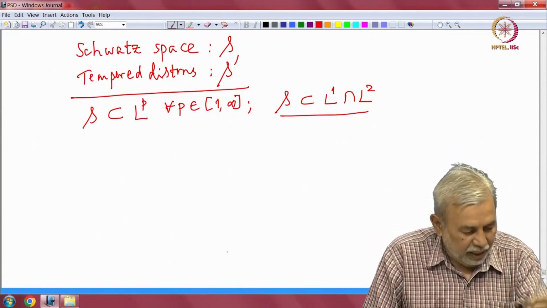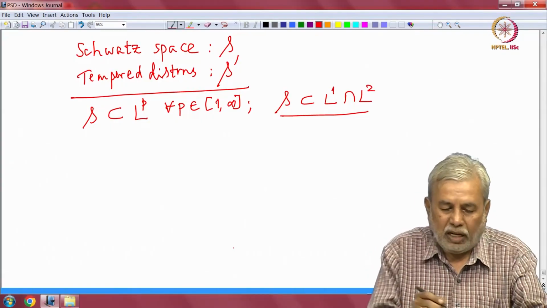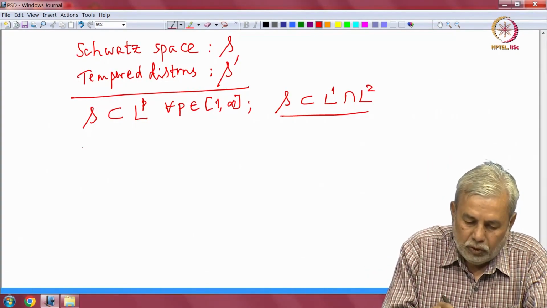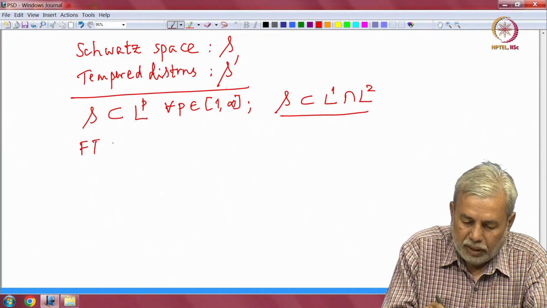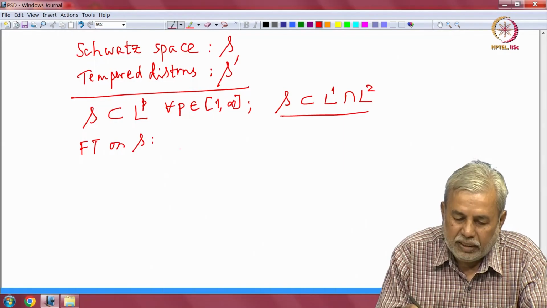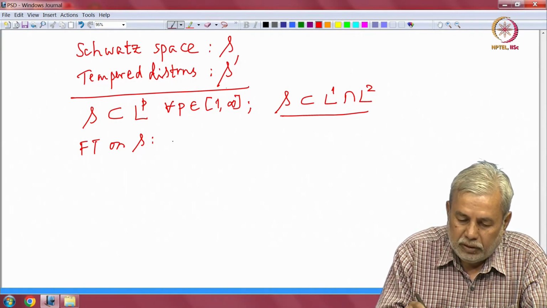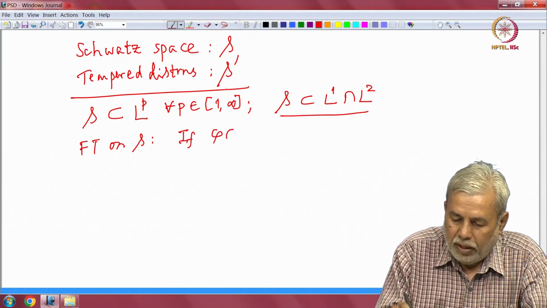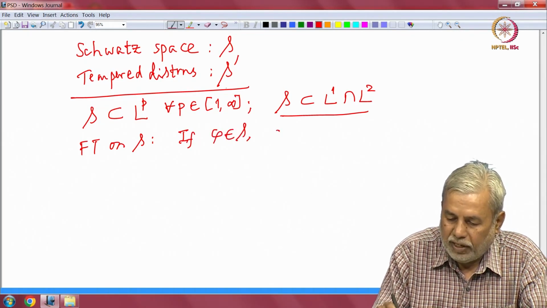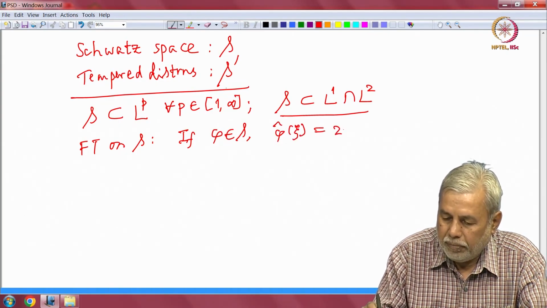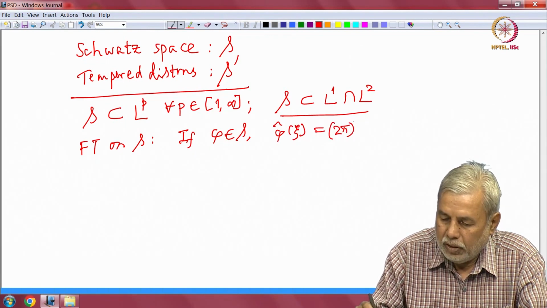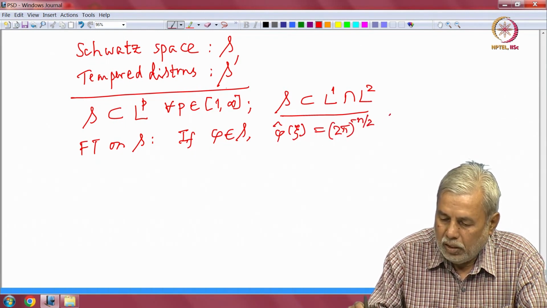So therefore we can define the Fourier transform, the Fourier transform on S. The usual definition applies because it's in L1. So if phi belongs to S, phi cap, the usual definition, is the integral of phi(x) times the exponential kernel.